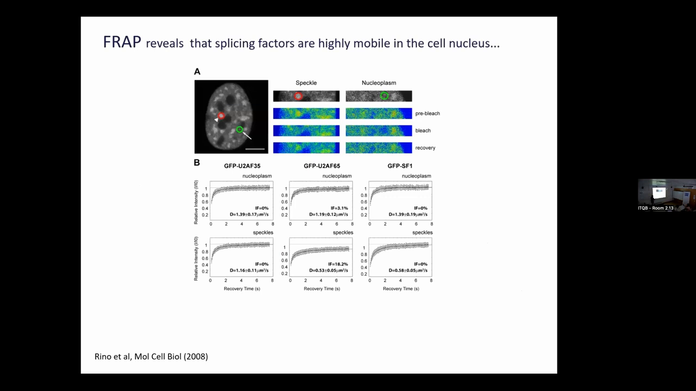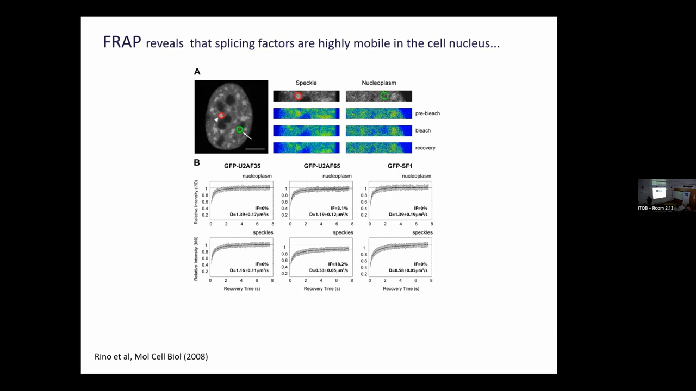What kind of conclusions can you draw from this? When we looked at different splicing factors, we could see that they were highly mobile. We could calculate diffusion coefficients. And some were moving slower than others, which was expected. This is U2AF 35, the number being the molecular weight. So this molecule has 35 kilodalton plus 30 kilodalton from GFP. That one is 65. So that one moves a little bit slower, the bigger molecule.